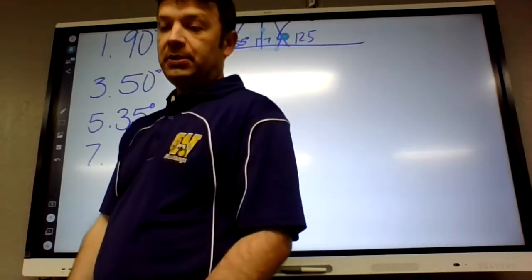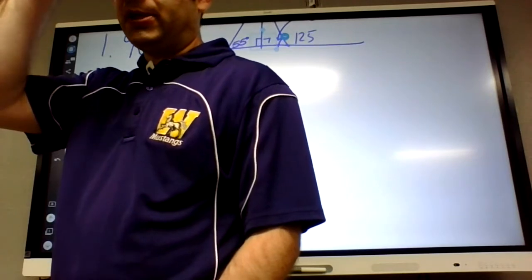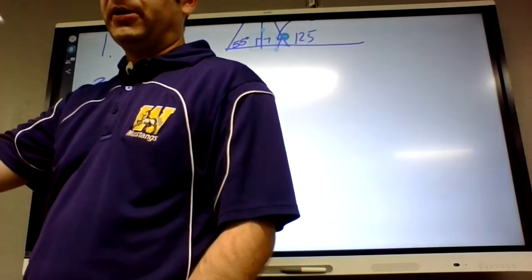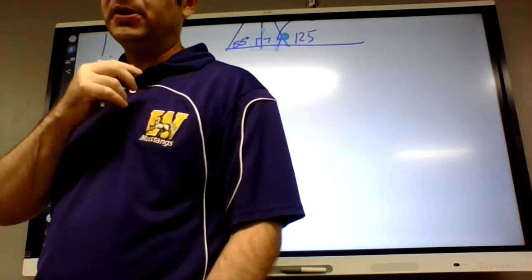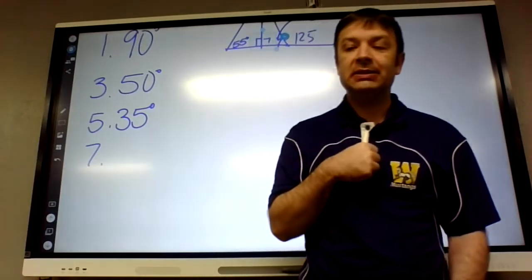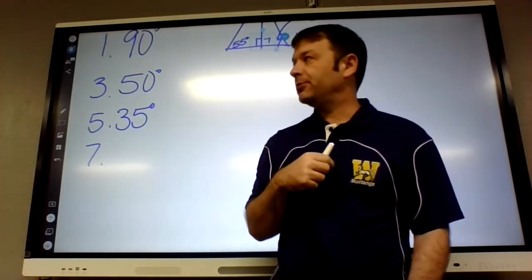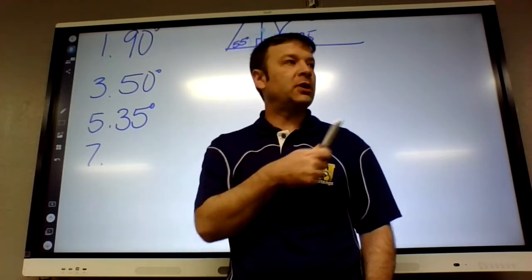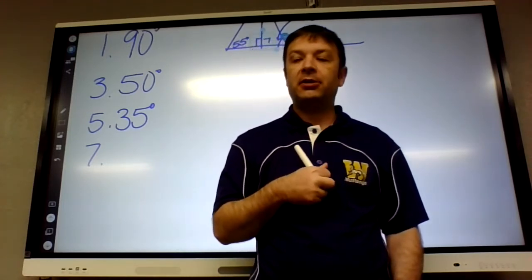Number seven. Okay, find the measure of each angle indicated in the triangle. Oh, not each angle. Yeah, every angle that's missing we have to find. Okay, so on number seven, they give us angle A is 20. So how could I find angle B and angle C? How could I do it though?